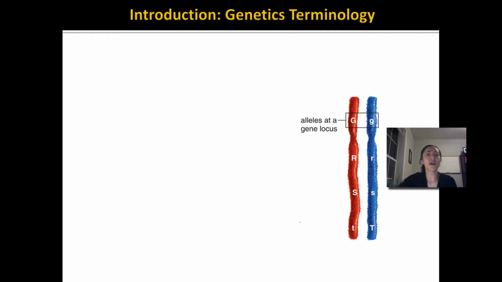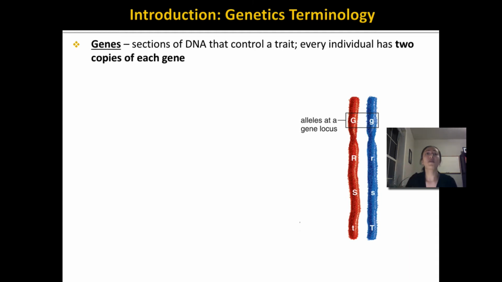First off, remember that every single trait that you have, whether it's a physical disorder or some sort of physical trait, is controlled by your genes. And genes are simply sections of your DNA that control for a trait. And every individual, this is really important, every individual has two copies of each gene. And that is because you got one copy from one parent and you got the other copy from the other parent. However, do you think that each gene that you got from each parent is exactly the same? Probably not. There's probably slight variations in those two genes.